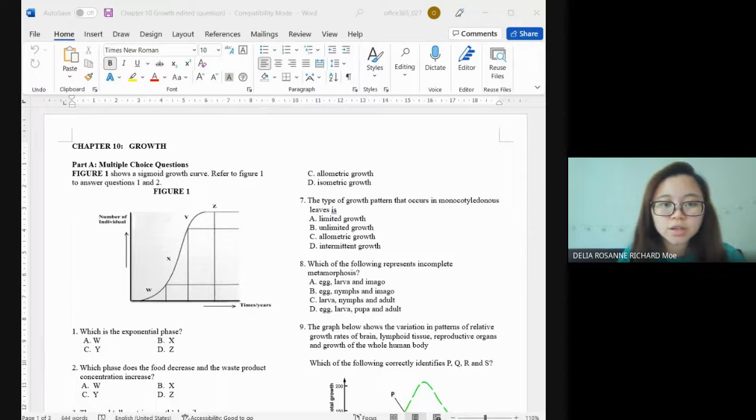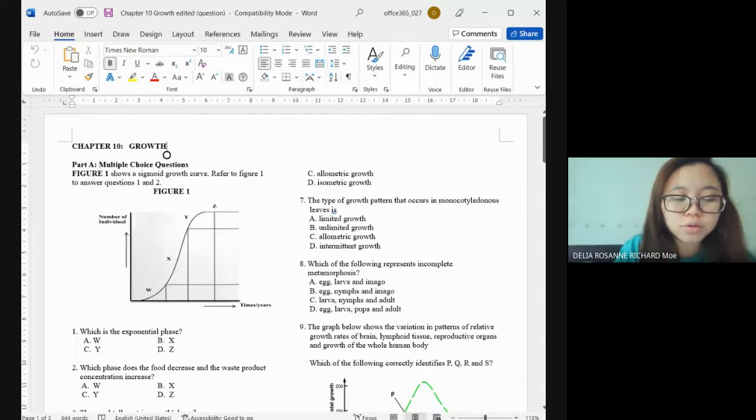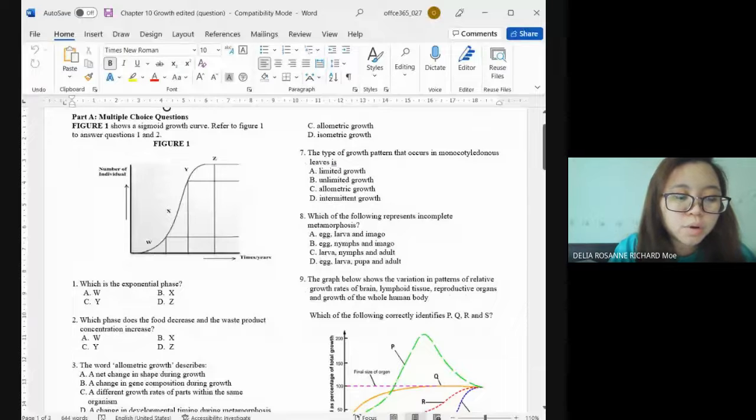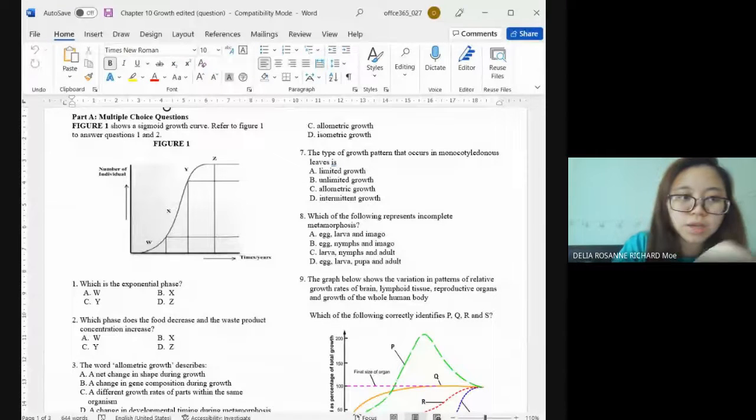Okay, then I'm just gonna go through the objective questions dulu lah ya. Alright, so for the objective questions, let's have a look. We have 10 questions here. Number 1 shows sigmoid curve. Refer to figure 1, answers question 1 and 2. Which one is the exponential phase? This one should be very easy.